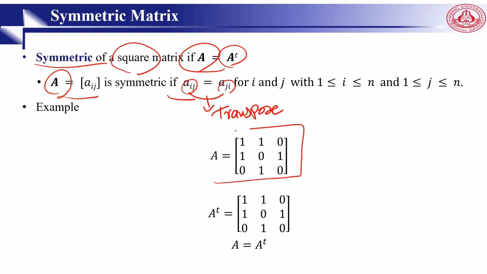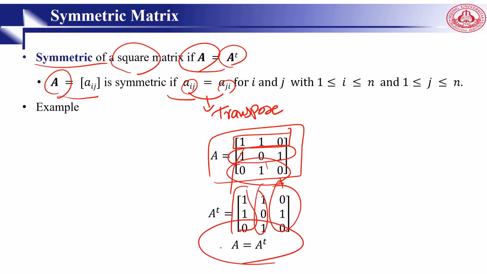For example, here you can see this row is equal to this column. This row is equal to this column. This row is equal to this column. That's why A is equal to At. It means this is a symmetric matrix. Symmetric matrices do not change when their rows and columns are interchanged. It means they remain the same.